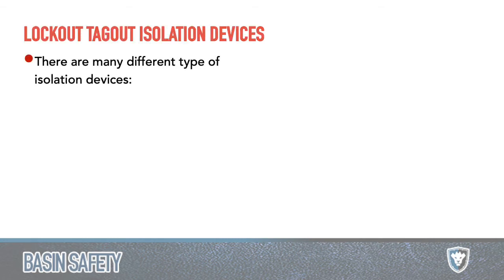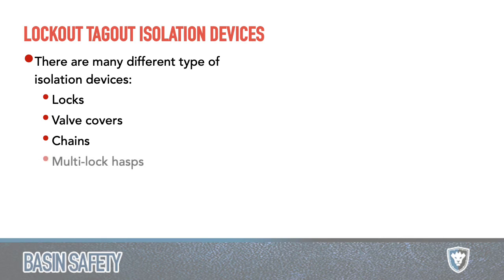Lots of different types. I mentioned multi-lock hasps earlier. That's where multiple people can lock it out. That's our first image there on the upper left corner. Valve covers, chains, multi-lock hasps, again, blocks, ball valve covers, piping blanks, and you can see some different examples here of a piping blank in the upper right-hand corner. Another multi-lock hasp, a triangle multi-lock hasp for the ball valve, and then a cord cover there on the bottom right.